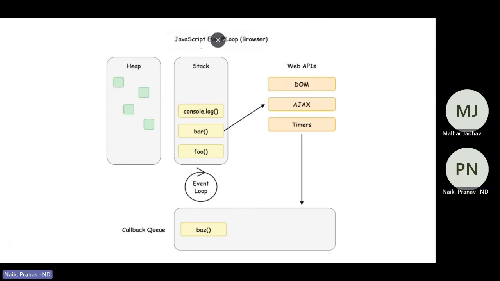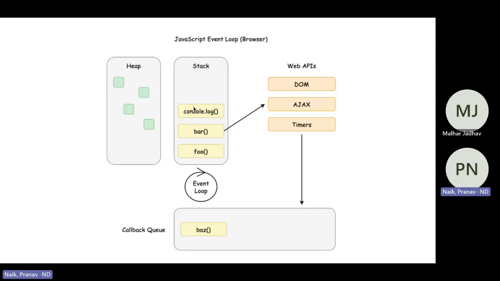It will store all the synchronous calls in stack memory. Like console.log, the bar function and the foo function. All the methods and function calls will go into the stack memory. Stack is last in, first out, right? LIFO. Not first in, first out, but last in, first out.